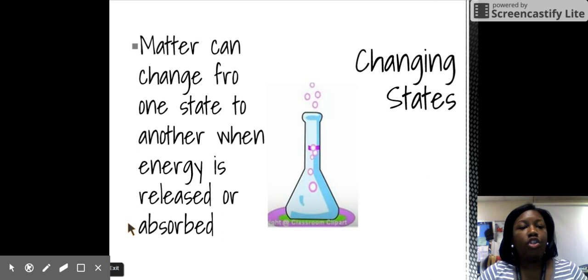Matter can change from one state to another when energy is released or absorbed. When you think of energy in terms of heat, if I'm absorbing or releasing energy, it could be by taking heat in. So if I was an ice cube and I started to melt, it would be absorbing that heat. That's what it means to change state. So when you think of matter, we have to consider whether or not energy is being released or absorbed.